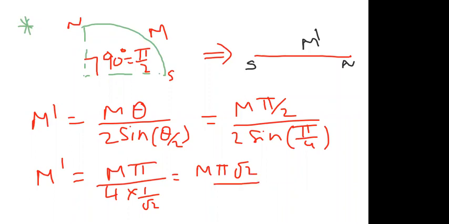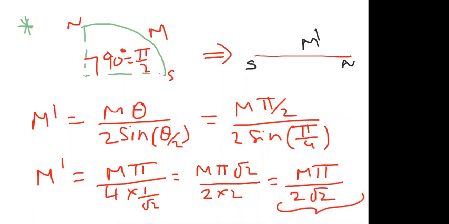Root 2 by 4 we can write as root 2 by 2 into 2. Here we can write M dash equal to M pi by 2 root 2. This is my final answer, because root 2 by 2 can be written as 1 by root 2, so the root 2 goes to the denominator. So my answer is M dash equal to M pi by 2 root 2.